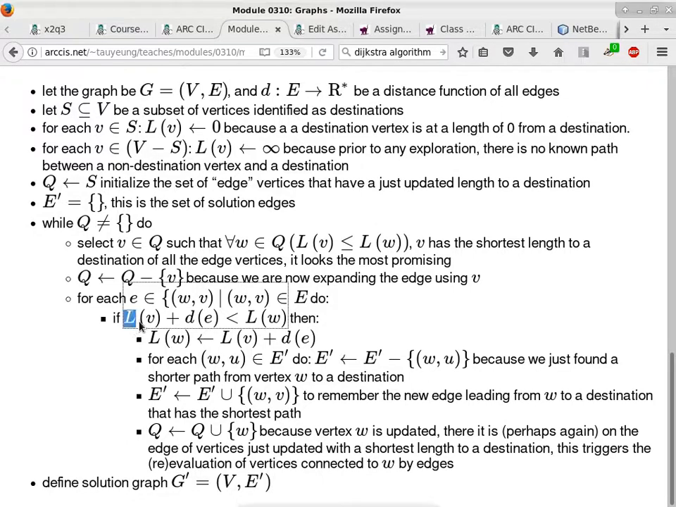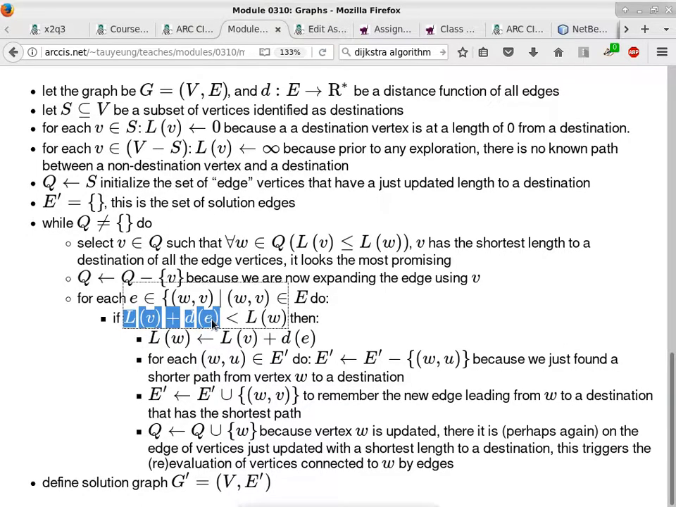Let's take a look at the first part here. L of V plus D of E. What is that telling you? The L of V is the length of the shortest path from vertex V to a destination. That's the definition of L of V. D of E is the distance of edge E itself. But edge E is WV, right? So when you add these two numbers together, what is the significance of that number? One is the length of a shortest path from V to a destination. The other one is the distance from W to V.